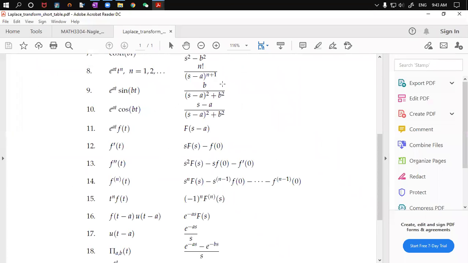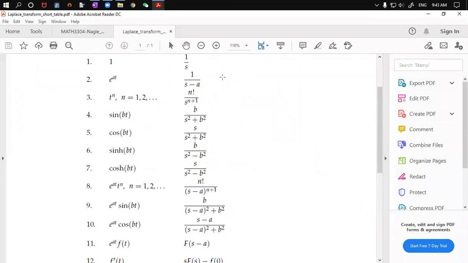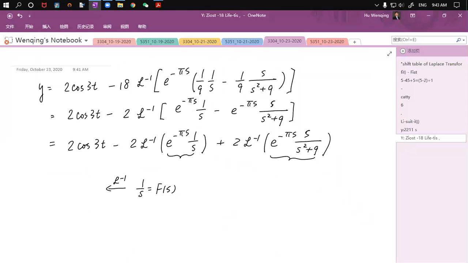You can just see from this table that we set n equal to 0. I mean, it's n equal to 1, but n can be 0. So the inverse Laplace transform f of t is 1. This is an example we did many times before.